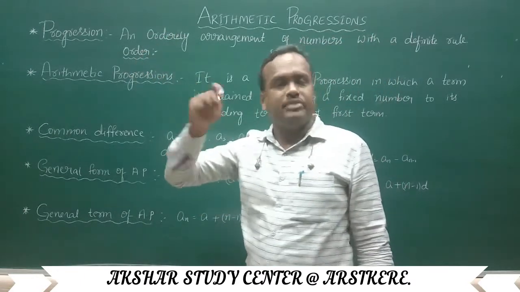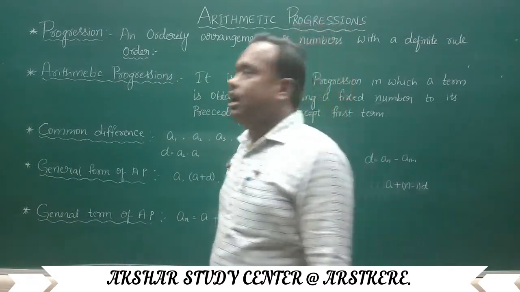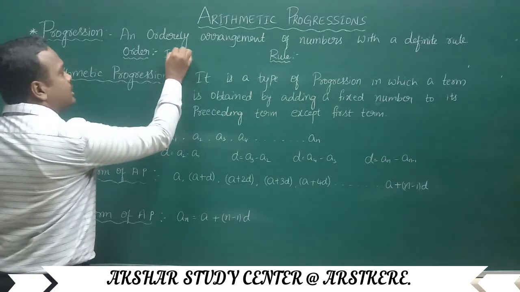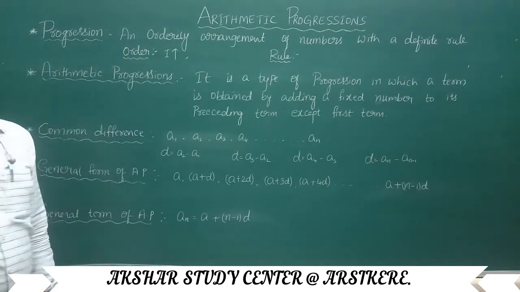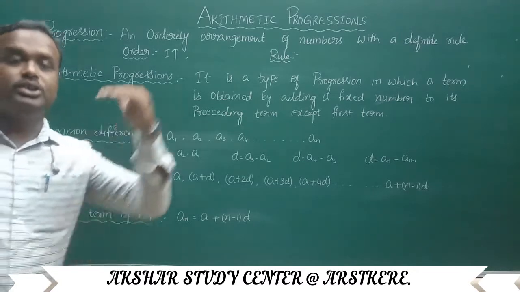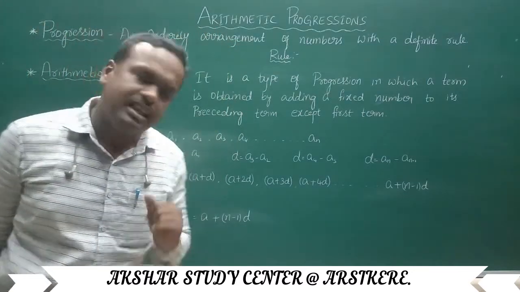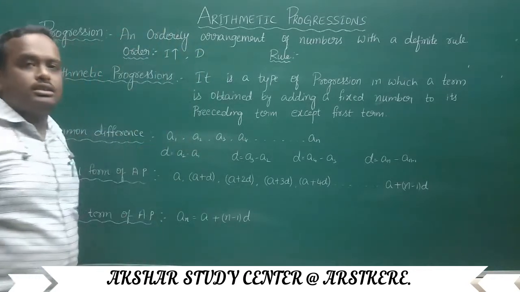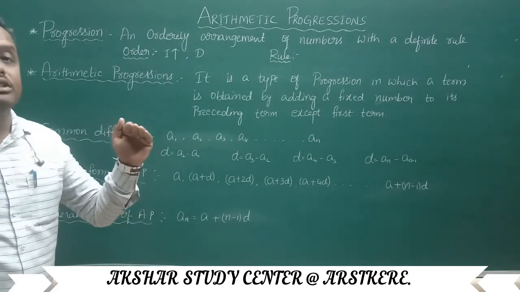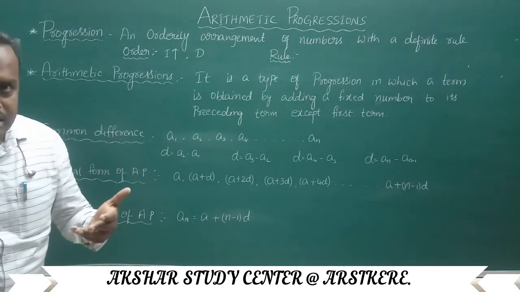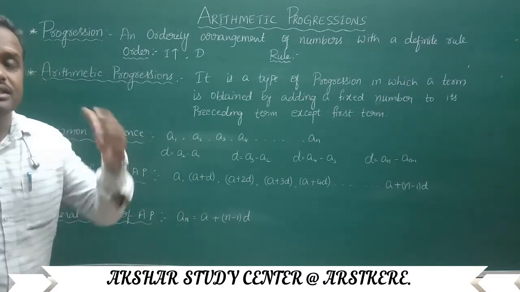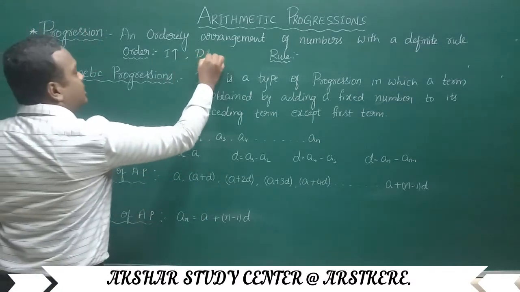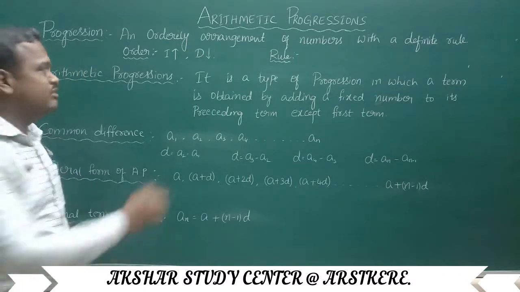Order means the numbers should be in increasing order, that is, the numbers go from smaller to higher. Second, the numbers can be in decreasing order. In other words, decreasing order means the numbers go from higher to lower.